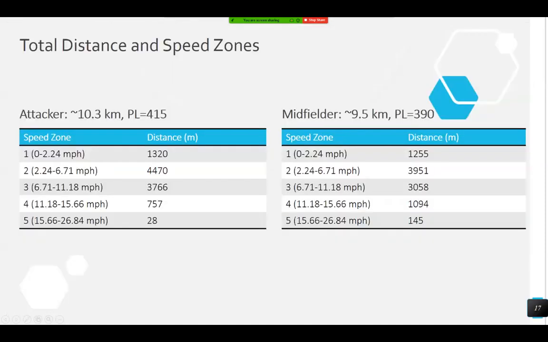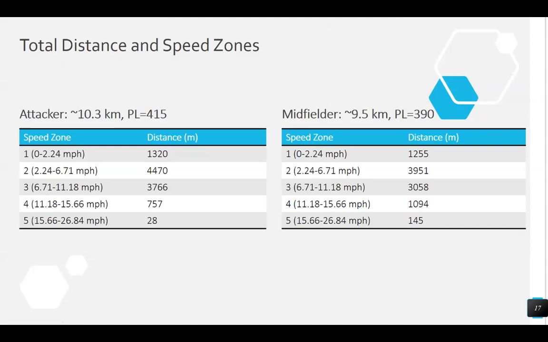Another thing, just looking at total distance and speed zones. So we're looking at an attacker. So this is from the same game. One of our attackers, so this is one of our top attackers and one of our top midfielders. So we're looking at the player load being relatively similar. Attacker covered a little bit more distance in this case, but they're both high minute players. And you can see that the distance is going to be fairly comparable, but some of the parameters within that distance are maybe changing a little bit.